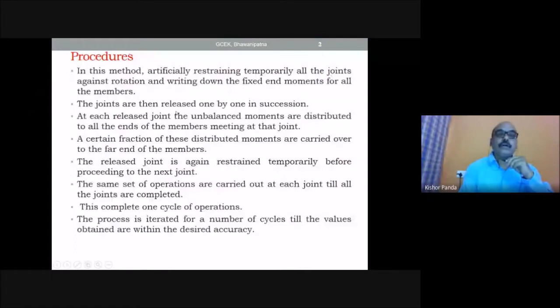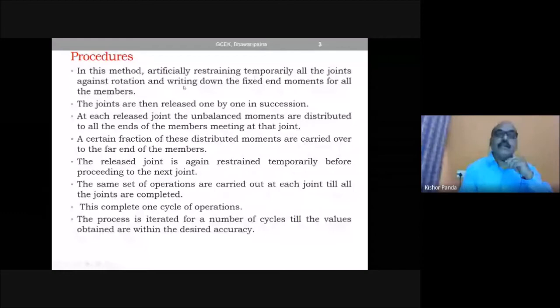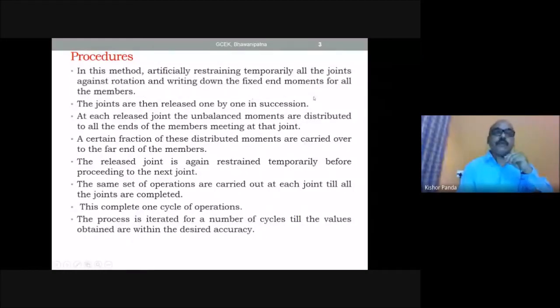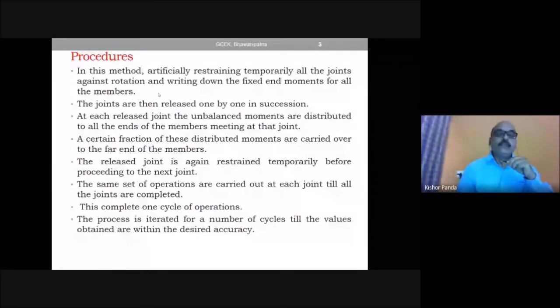In this method, artificially restrain all the joints temporarily against rotation and write down the fixed end moments for all the members. Like in any continuous beam, you assume all ends are fixed, that is, artificially restrained temporarily, and find the fixed end moments. Next, the joints are released one by one in succession. At each released joint, the unbalanced moment is distributed to all the ends of the members meeting at the joint. A certain fraction of these distributed moments is carried over to the far end of the members.